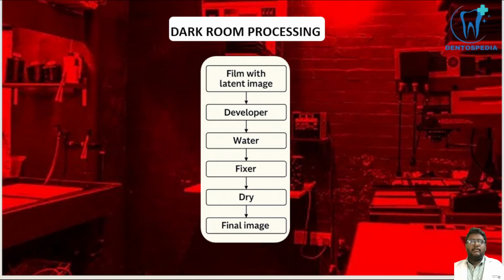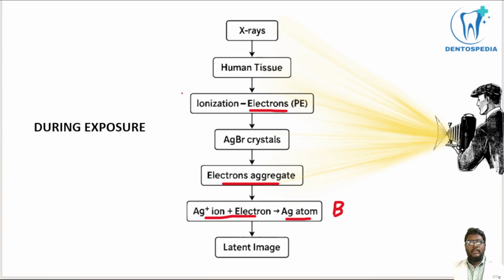And then we take the undeveloped film into the dark room, open the film packet, and process the film. We dip it into the developer solution, then clean the film by rinsing with water, and then we dip the film in the fixer for a certain duration, around 10 to 15 seconds, and then we clean it and dry it. That's how we get the final radiographic image. So these steps occur in the dark room, and the earlier steps occur during the exposure.